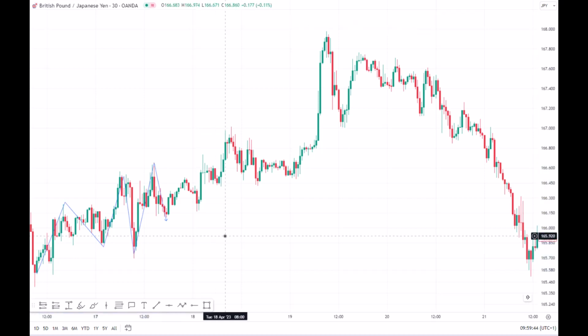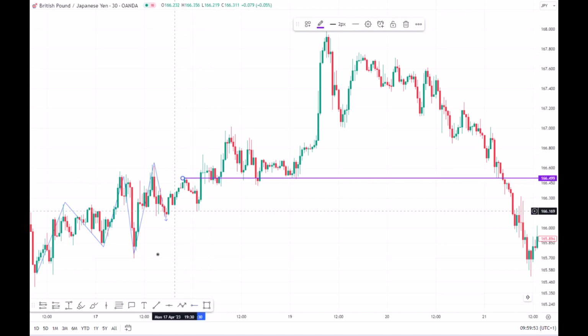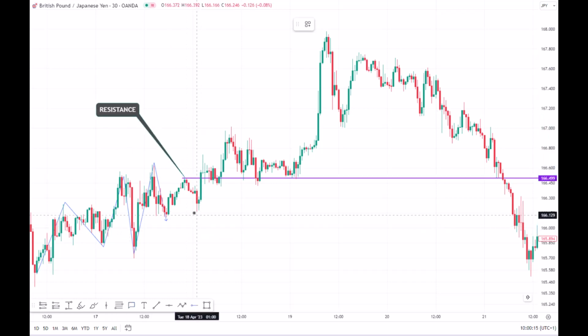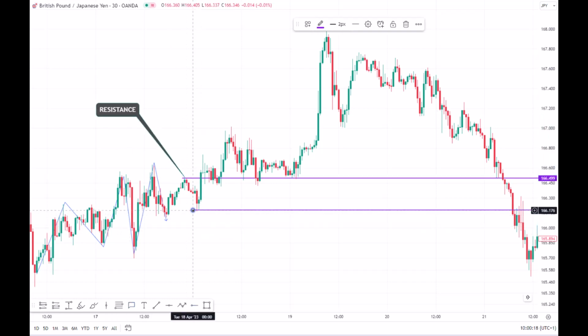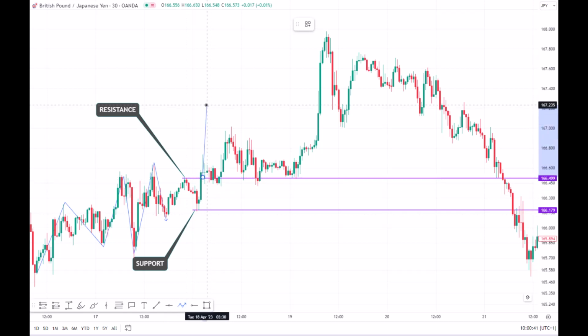Next, you want to identify your immediate support and resistance. For this scenario, we have our immediate resistance. Let's annotate it. At this level, we have our immediate support, which got created at that level. Now you want to wait for price to break resistance with an impulsive move to the upside, come back to that same level for the retest and continue moving in that direction.